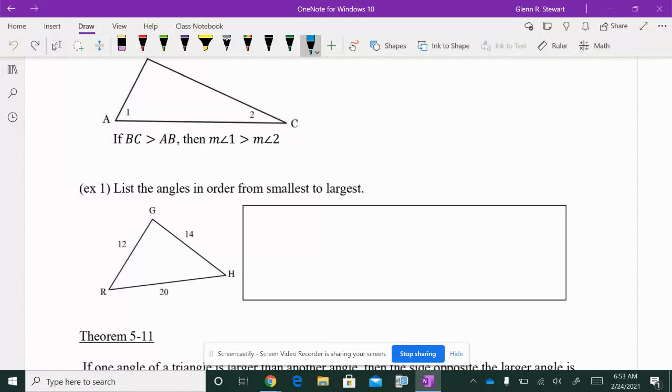then angle G is our biggest angle. On the flip side, if the side that has 12, which is RG, is our smallest side, then angle H is going to be our smallest angle. So we're going to list these from smallest to largest based on the opposite side. For example, angle H would be our smallest because 12 is our smallest measure. Angle R would be in the middle because 14 is what it corresponds to. And then, of course, angle G is our largest because the opposite is the largest side.